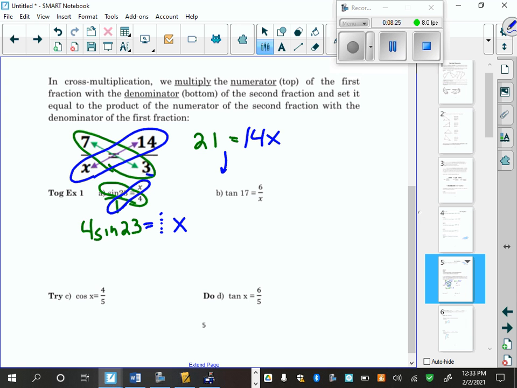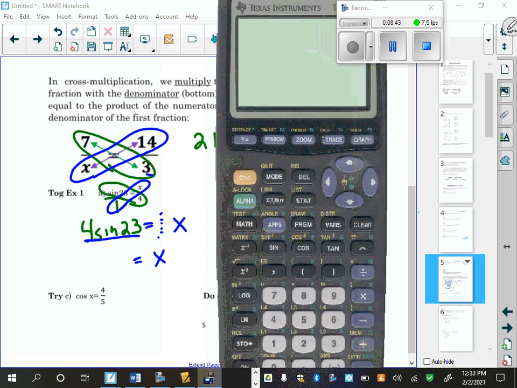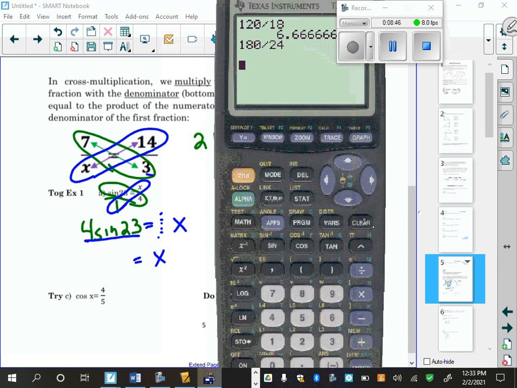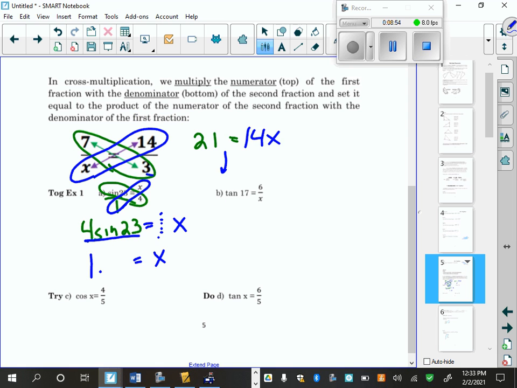But now from here, we don't do much because x is by itself. That's what we want. We want to get x by itself, just like you did in grade 7, 8, 9. So you just punch this in your calculator. Everyone punch in 4 sine 23 in your calculator. There it is. So 4 sine 23 equals 1.5 or 1.6? 1.6. That's going to be our one-stepper, when we cross multiply and we're done.